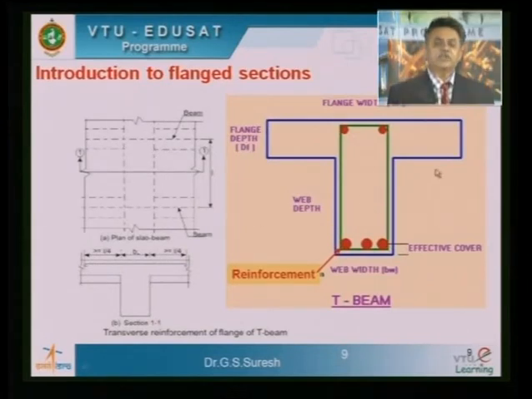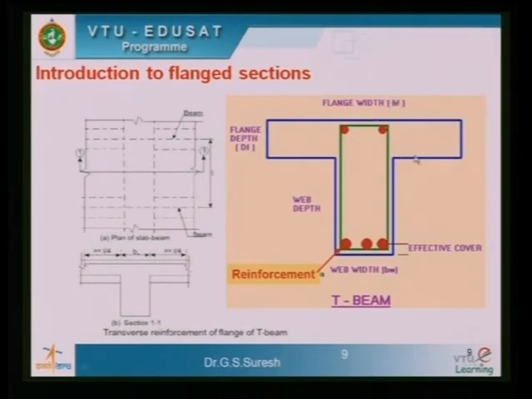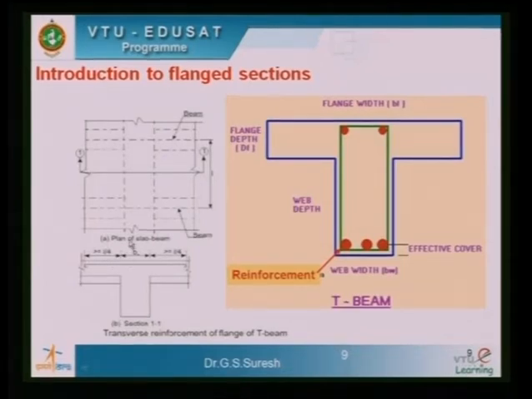This cross section shows you how a T beam looks. This is an imaginary beam. In the actual monolithic construction, you don't find this cross section as it is. It will have a continuous slab on this side and this side. You can see in this figure how the beam will have the portion of the slab acting together.